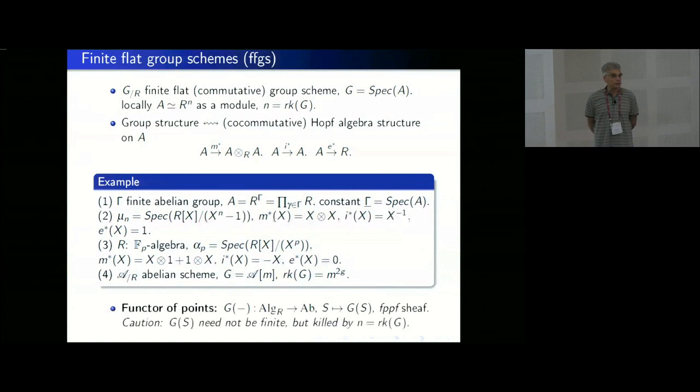And it will be very important for us to adopt the functorial point of view right from the beginning. So a finite flat group scheme leads to a functor from the category of R-algebras to abelian groups, which happens to be actually a sheaf for the fppf topology. But we'll not use this topology that much. But it's important because often we will be defining group functors and asking whether they are representable. Sometimes they will be, sometimes they will not be.